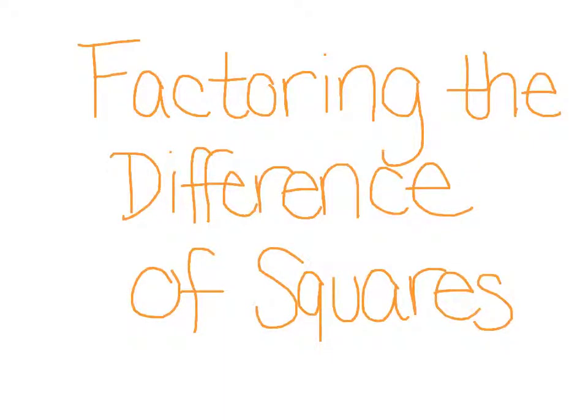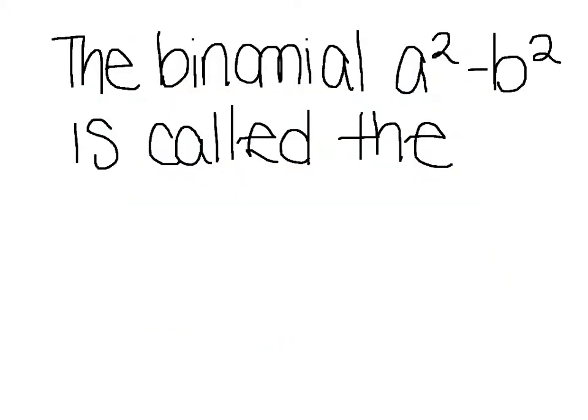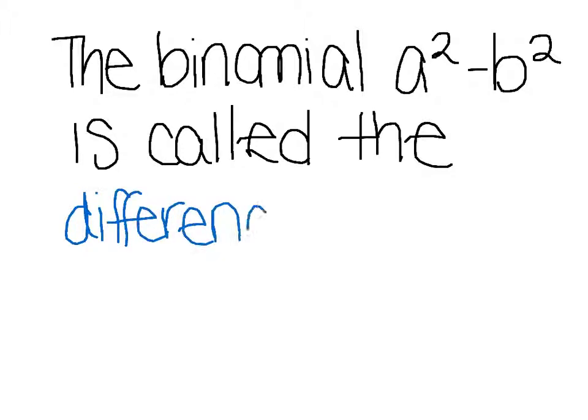This lesson is all about factoring the difference of squares. So we're given a binomial, a squared minus b squared, and this is called the difference of squares. Why is it called this?